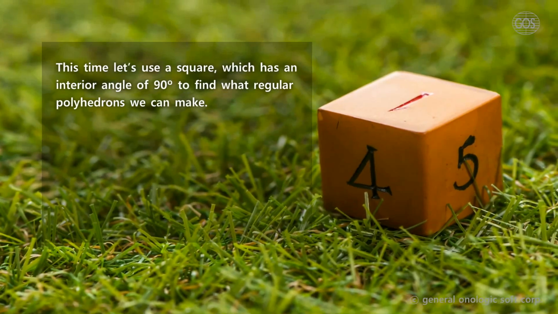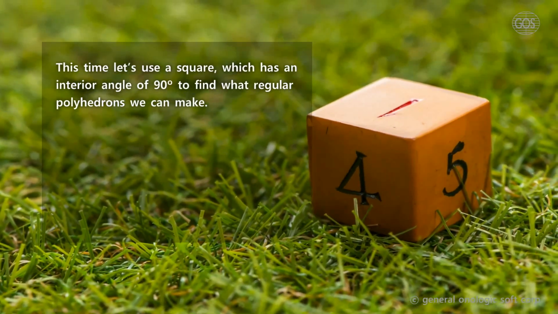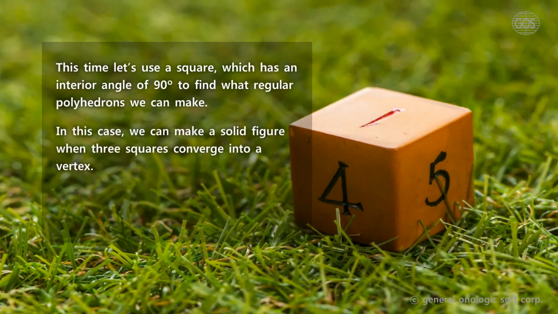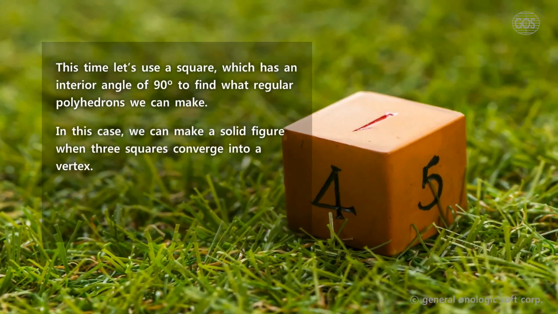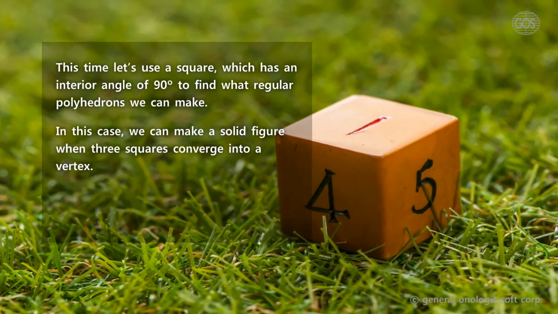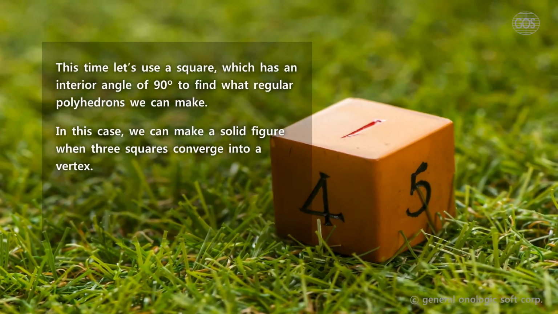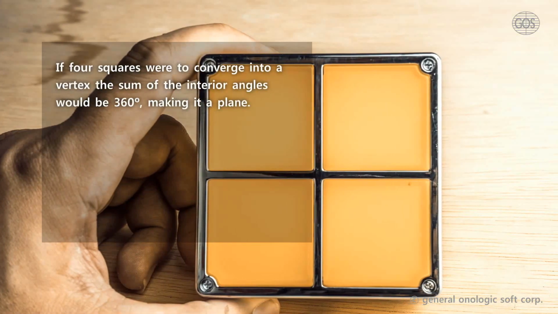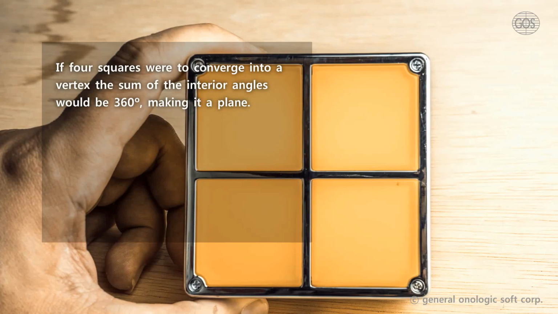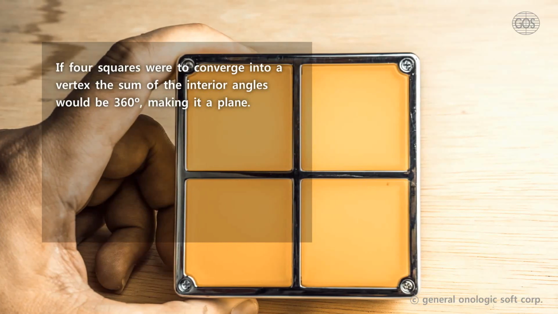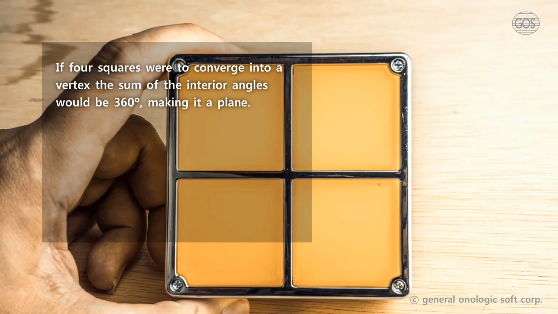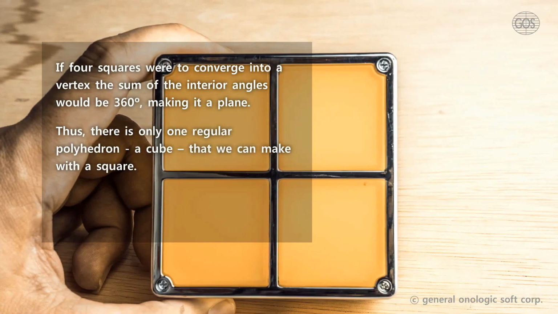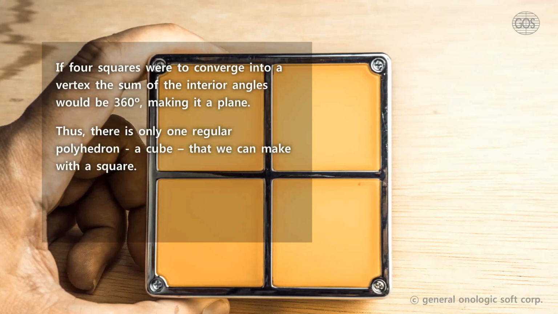This time let's use a square, which has an interior angle of 90 degrees, to find what regular polyhedrons we can make. In this case, we can make a solid figure when 3 squares converge into a vertex. If four squares were to converge into a vertex, the sum of the interior angles would be 360 degrees, making it a plane. Thus, there is only one regular polyhedron, a cube, that we can make with a square.